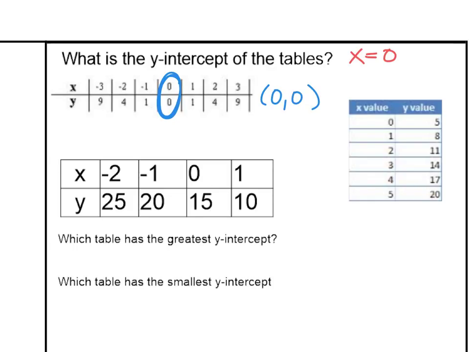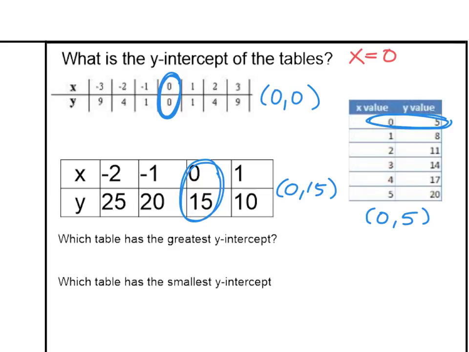I'm going to go to the table to the right. X equals 0 at 5. So we write that as a point, 0, 5. Because if you were to graph this, that would also be where it crosses the y-axis. In the last one, x equals 0 at 15. So that's the point 0, 15.